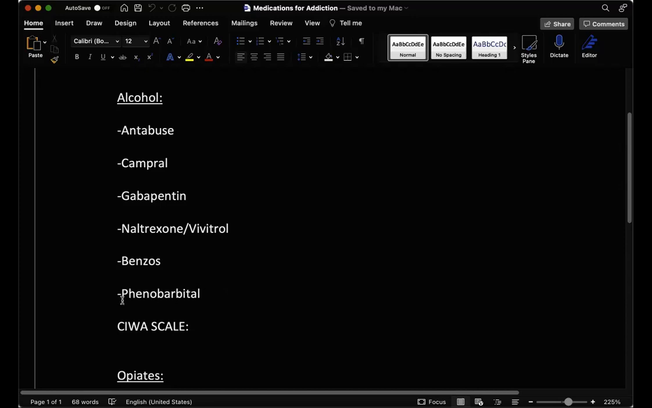And what we use for benzos is phenobarbital. Phenobarbital is a barbiturate. I consider a barbiturate an old school benzo. It's not used very much anymore. I see it more used in dogs for seizures than anything nowadays. It is the same schedule as Ativan and benzos. They're schedule 4, so they're both considered habit forming.